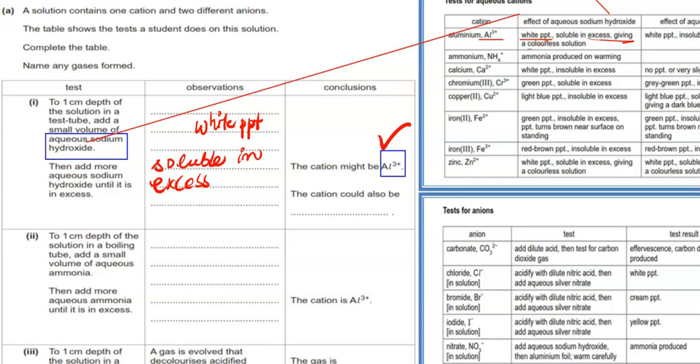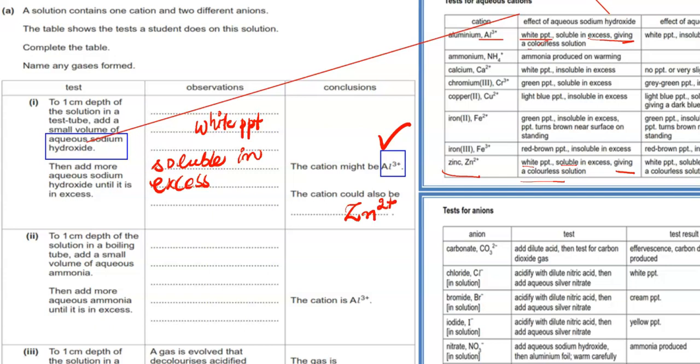Which observation is similar for aluminum? White precipitate, soluble in excess, giving a colorless solution. Is there any observation similar to aluminum? Yes, you can find zinc. White precipitate, soluble in excess, giving a colorless solution. So it could be Zn2+. I hope you understand this point.